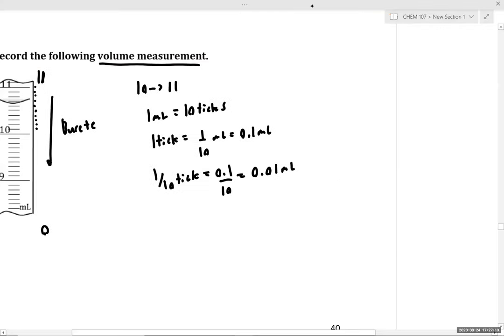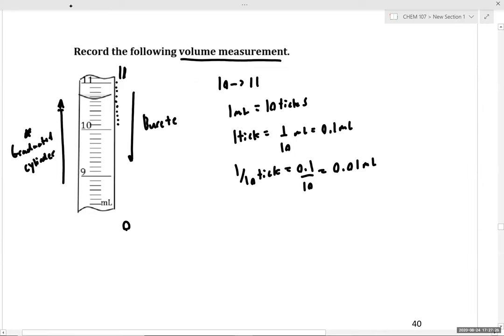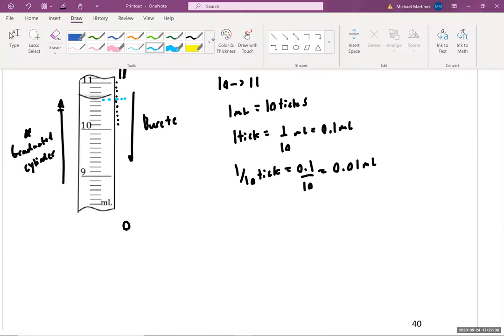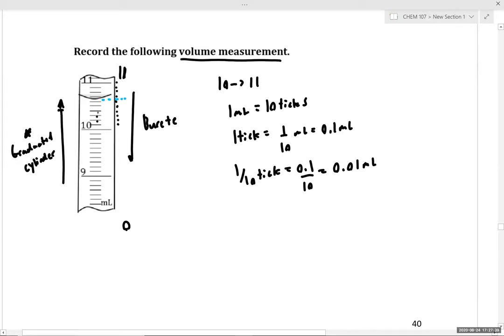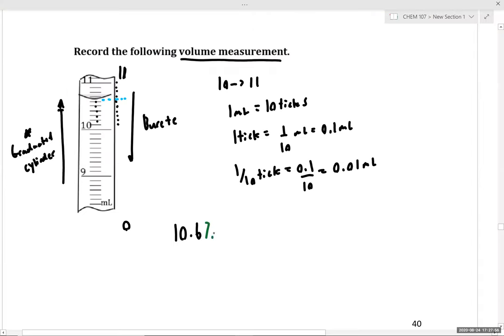Okay, from the bottom of the meniscus, let's quickly mark that in light blue. The bottom of the meniscus is slightly above the 1, 2, 3, 4, 5, 6 mark. So for our certain digits, we'll report 10.6, and then we can estimate an additional digit. So we can say 10.67, for example, milliliters. This would be our complete measurement for the volume of liquid in this graduated cylinder.